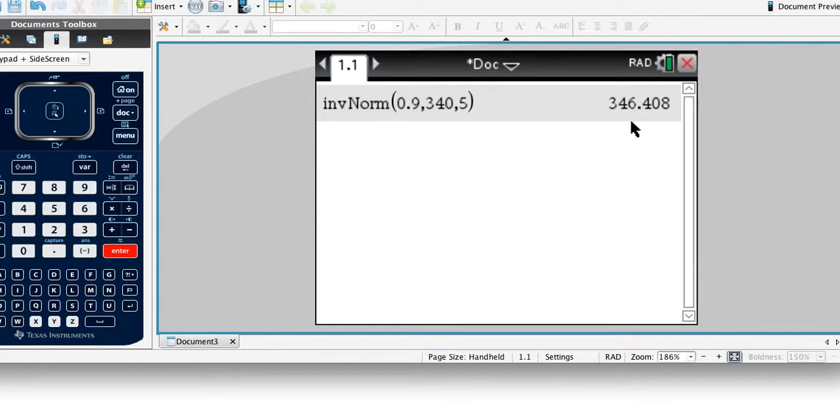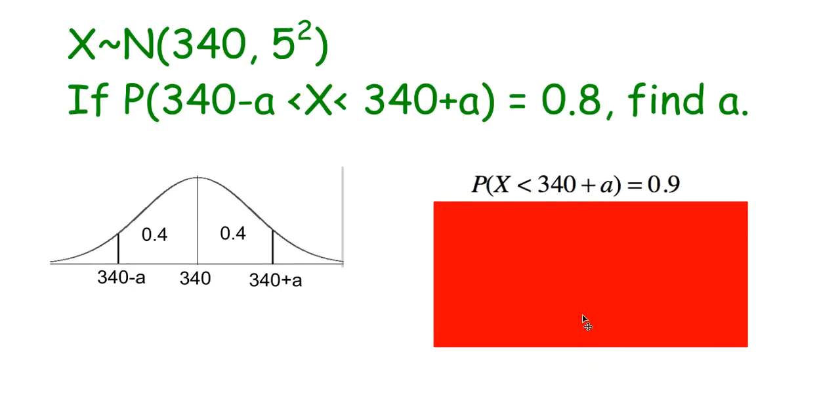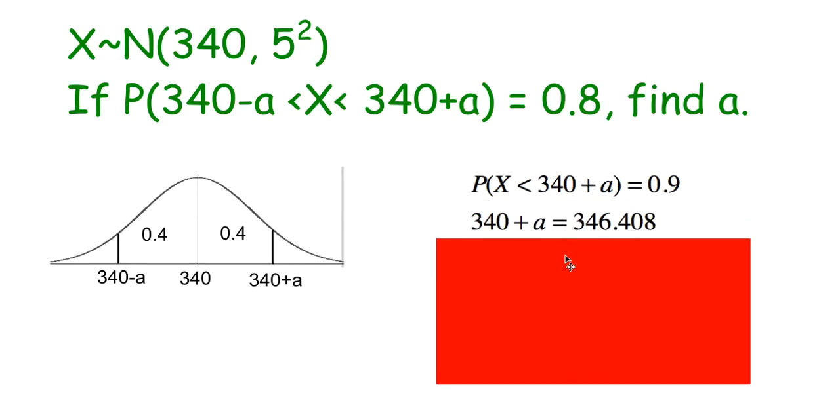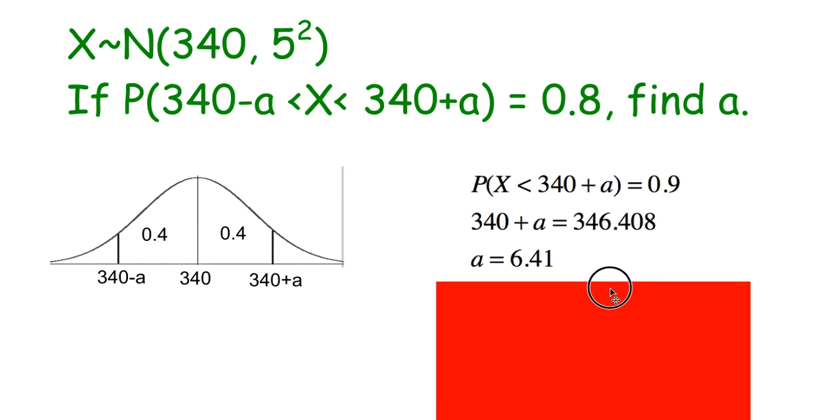And I do want to use all of that accuracy, because ultimately when I solve this, I'll be taking away 340, and so I need to make sure that I've got sufficient accuracy in my answer so that I get the full three significant figures for my value of a. So I'll write all of those down. 340 plus a is 346.408. Subtract 340 from both sides, and I get 6.41 to 3 SF.